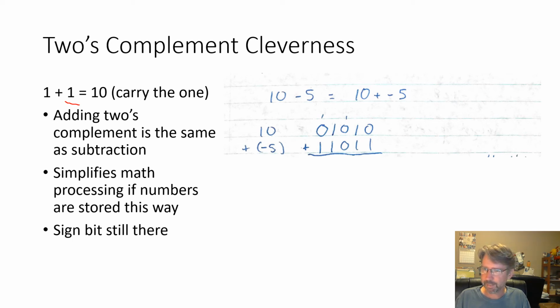So if we add these together in binary, 0 plus 1 gives us 1. 1 plus 1 gives us 2, so we write down the 0 and we carry the 1. 1 plus 0 gives us 1. 1 plus 1 gives us 2, so we write down the 0, carry the 1. 1 plus 1 gives us 2, so we write down the 0, and we carry the 1.